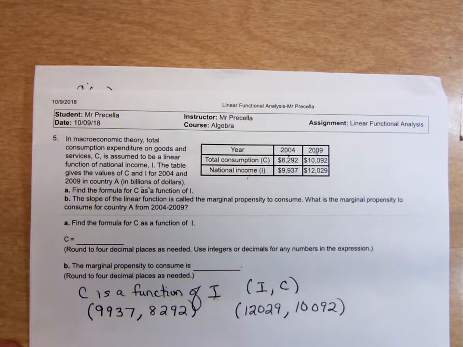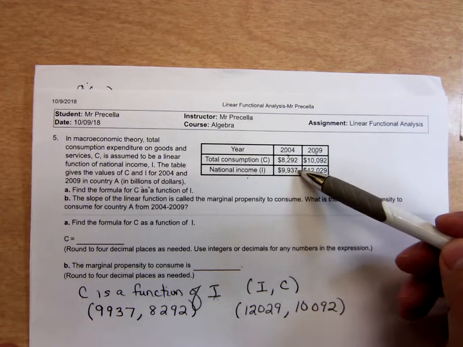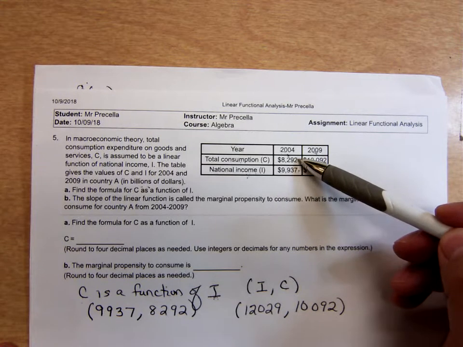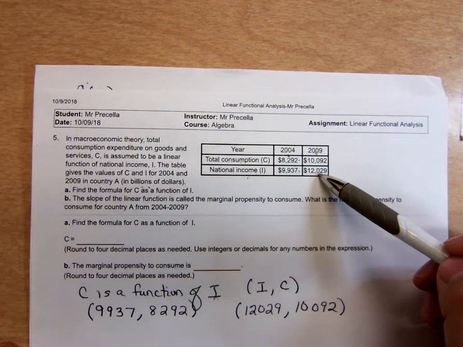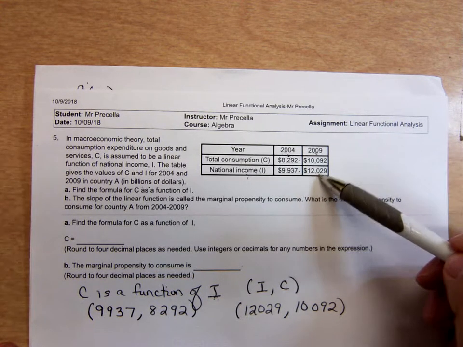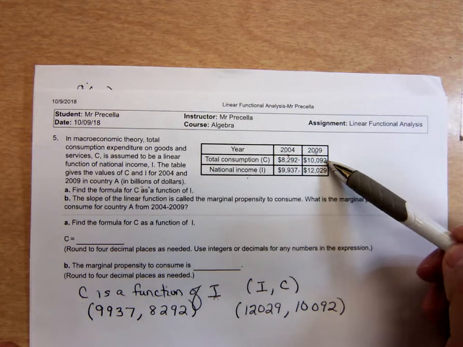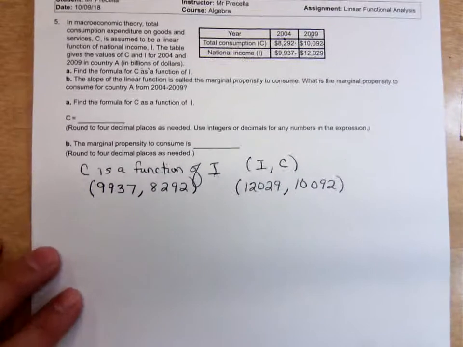But even then, if you just think of it, if someone's making $99.37, if that's their income, this is how much they're spending in 2004. Now in 2009, they're making more. They're up to $12,000. They're spending that much. That's what consumption means, how much you're spending on goods and services.